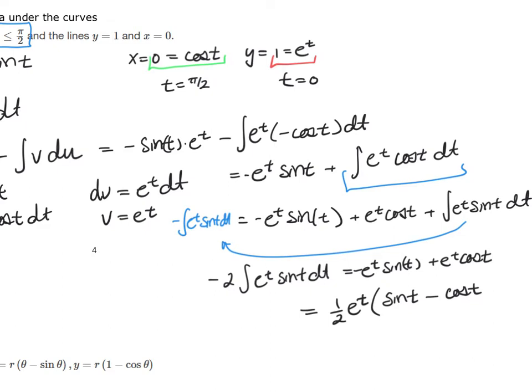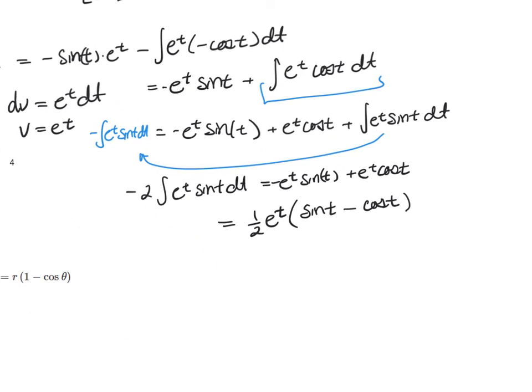Now let's go ahead and finish this off. Let's evaluate this from 0 to pi over 2. So we're going to put pi over 2 there, and so we get 1/2 e raised to the pi over 2. The sine of pi over 2 is 1. The cosine of pi over 2 is 0. And then minus 1/2, again with the e.